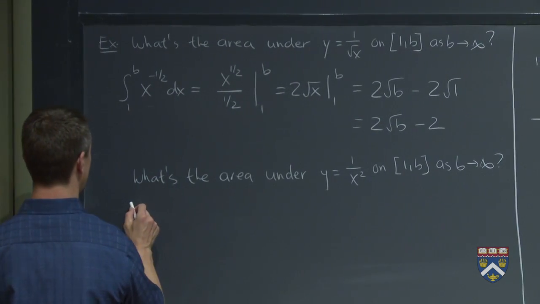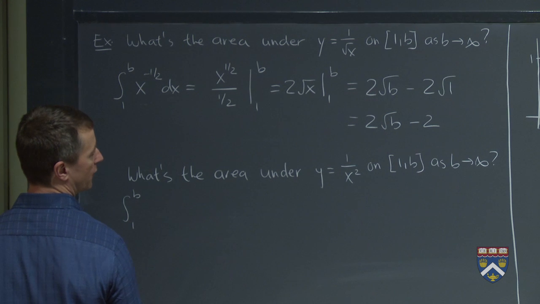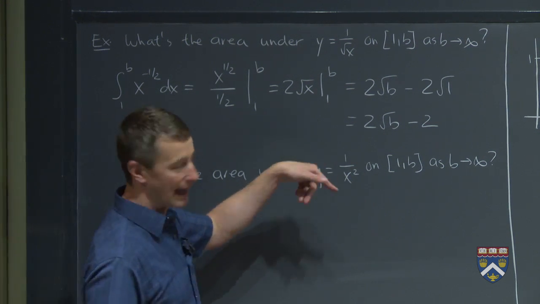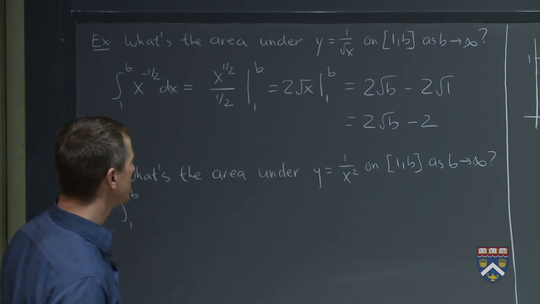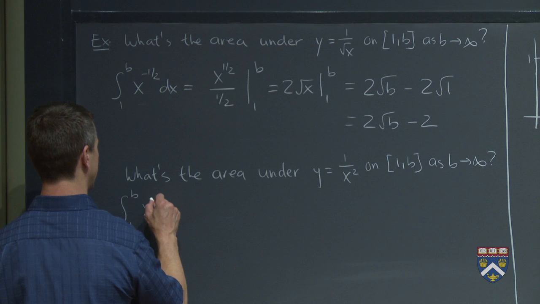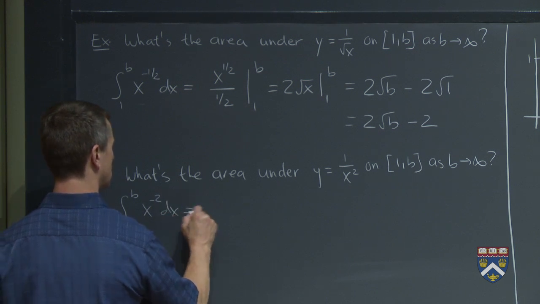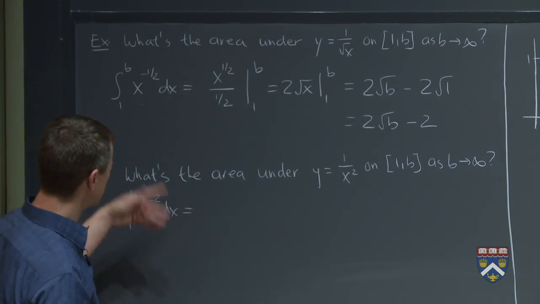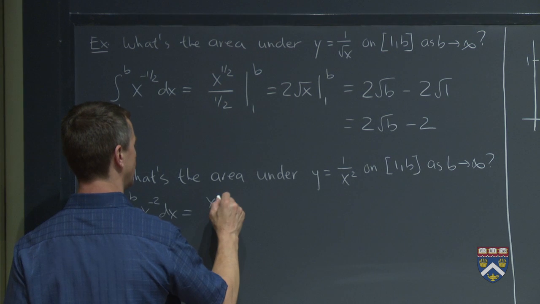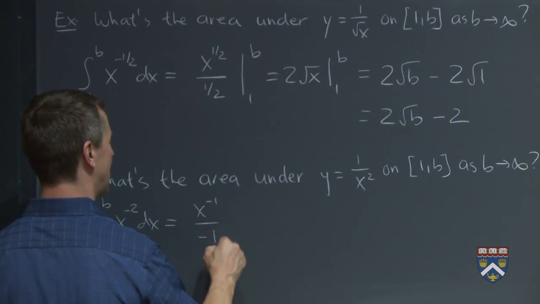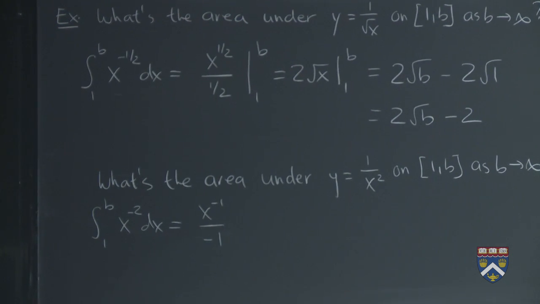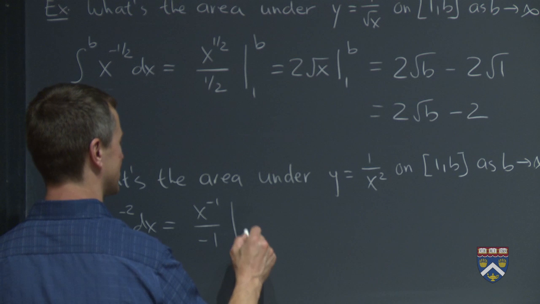We can do the same thing for this function, 1 over x squared, from 1 to b. Again, instead of writing this as 1 over x squared, we would prefer to write it as x to the minus 2. So then the fundamental theorem says we add 1, we get x to the minus 1. That's not what the fundamental theorem says. The power rule says that. We evaluate that from 1 to b.